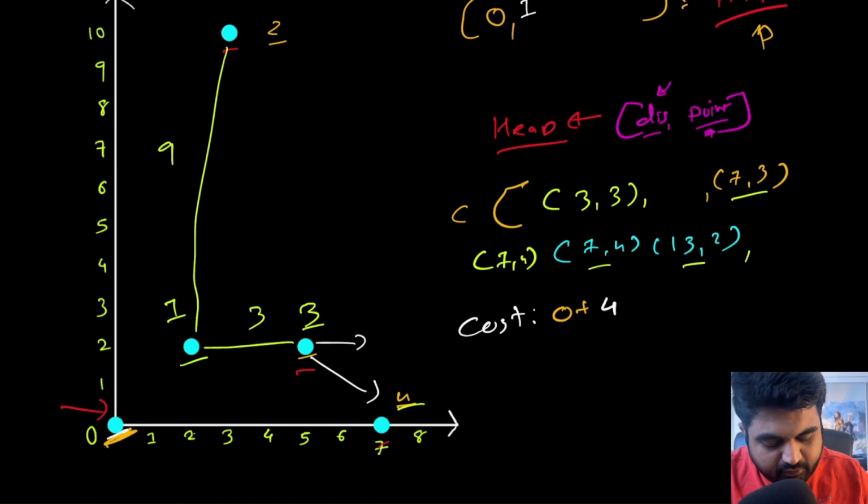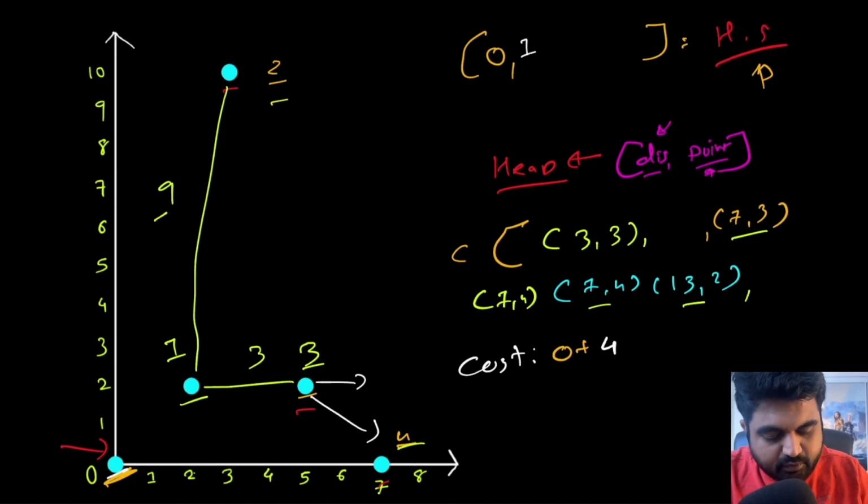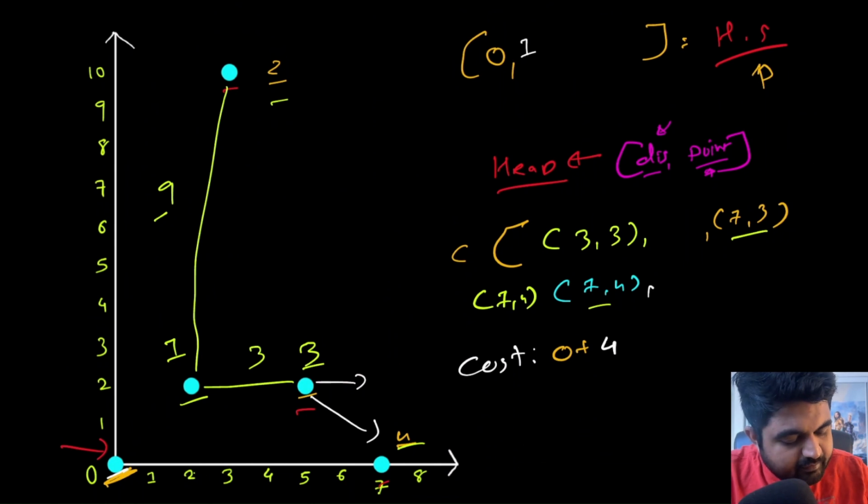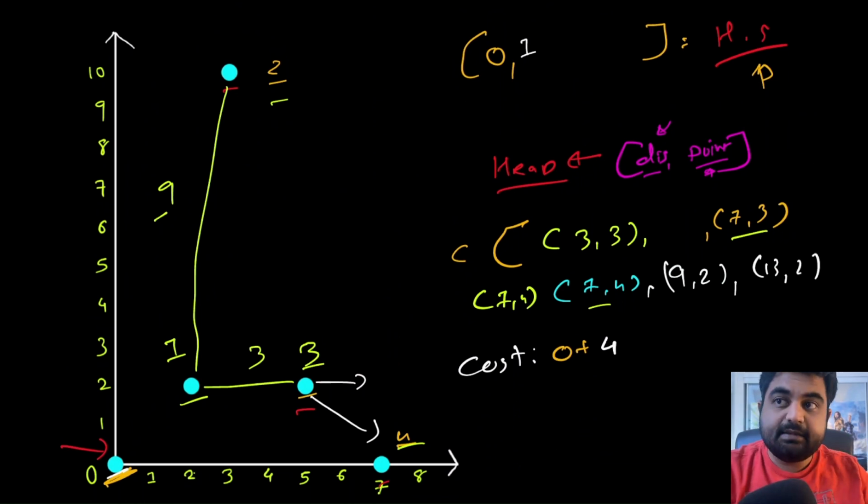And we are going to be having one more entry, that is 9 2. In order to reach 2, the distance is going to be 9. So we will have one more entry, 9 2 over here. And then the 13 2 would be succeeded to the back end. And this is going to be the current values inside our min heap.